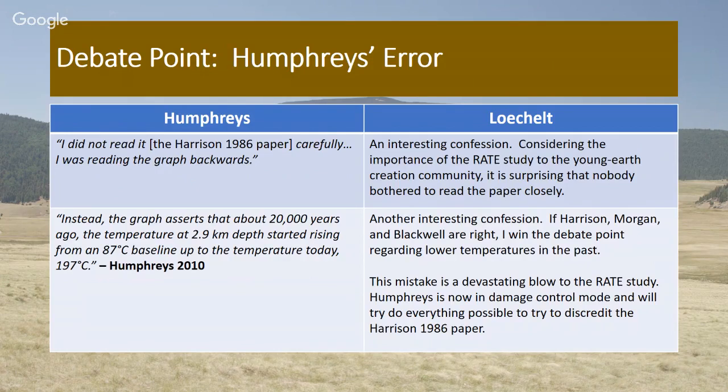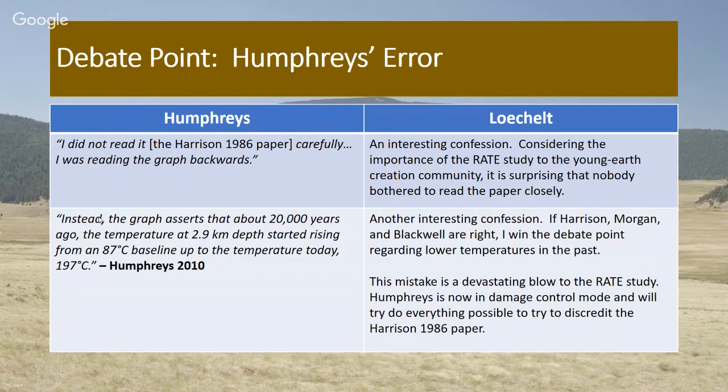And considering the importance of the RATE study to the young Earth community, I'm surprised that with all the attention and all the publicity that the RATE study got, no one bothered to read the paper closely enough to see whether it was forwards or backwards. Not Humphreys, not the reviewers, not the editors. Even after I point out to the editors the error, they don't investigate.